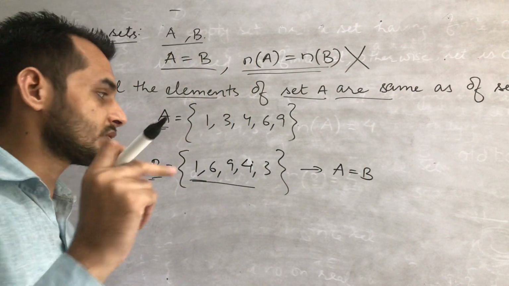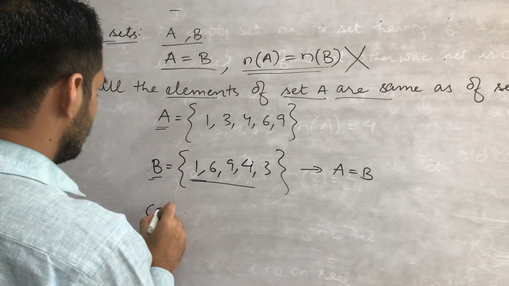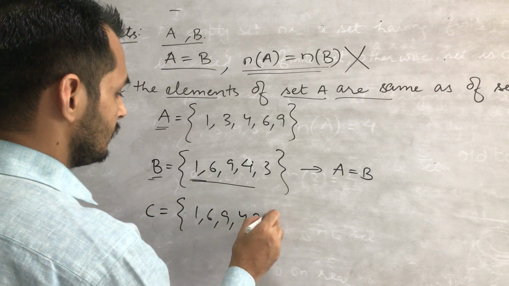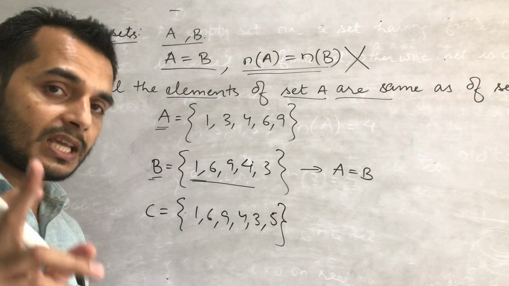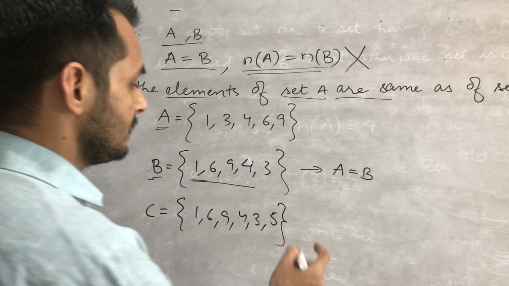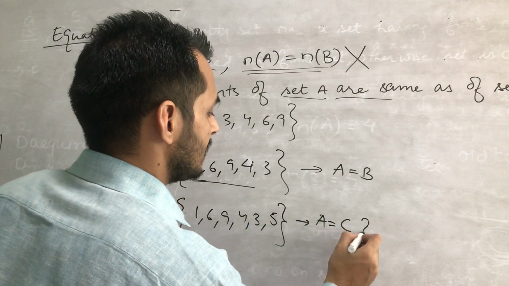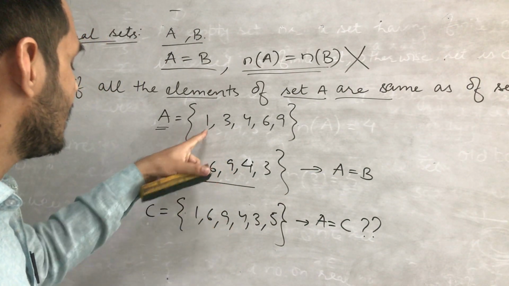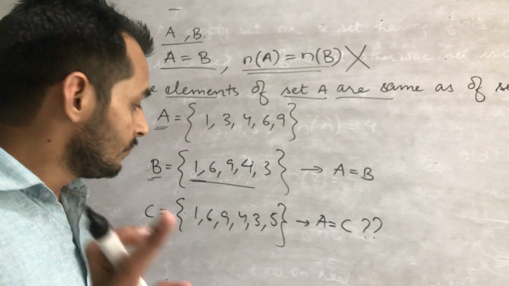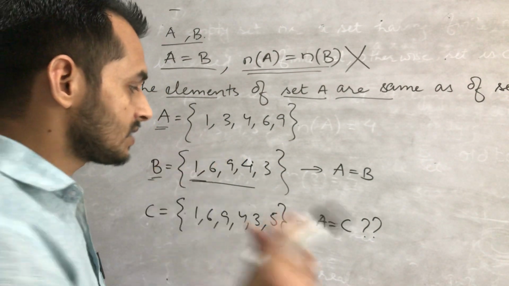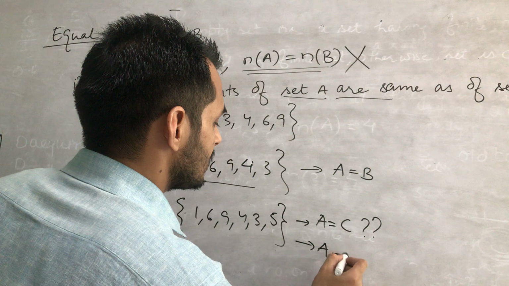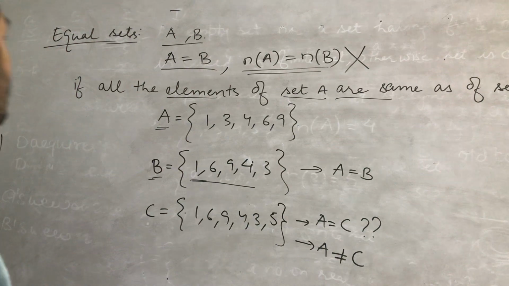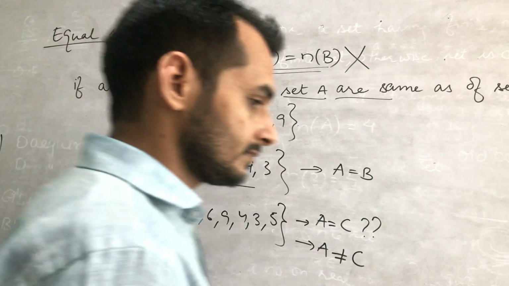If I change this question a little bit, okay, let's say C is 1, 6, 9, 4, 3, 5. Now can you say that A equals C? No, because all the elements of A and C are not the same. We have an extra element in set C. That's why set A is not equal to set C. Okay, so this is the concept of equal sets.